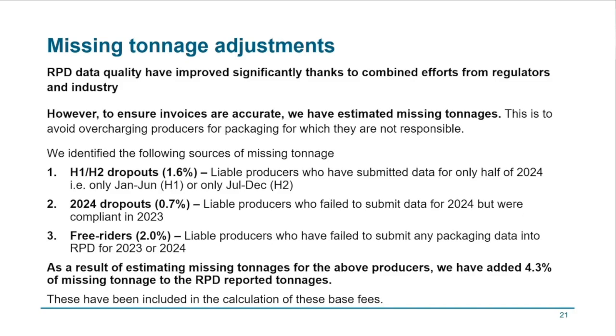Now, while we've taken a really granular approach to this to ensure that our data is as accurate as possible, we want to emphasize that the adjustments we make are very small. The estimates that we have for these different categories vary between 0.7% and 2%. And in total, we've added 4.3% of missing tonnage to the RPD data when calculating these fees. So the adjustments are still very small, and the quality of the data that we do have in the system is very good. Next slide, please.